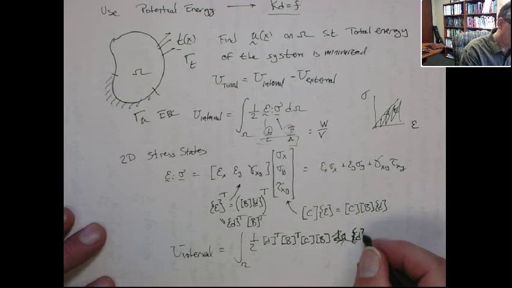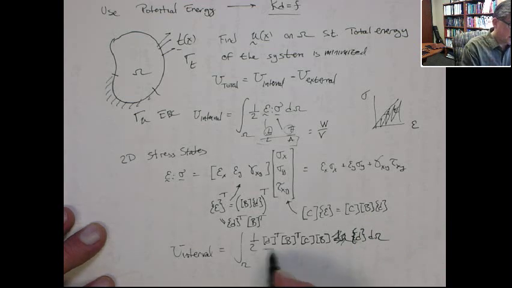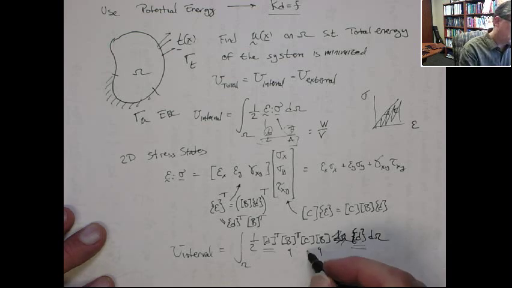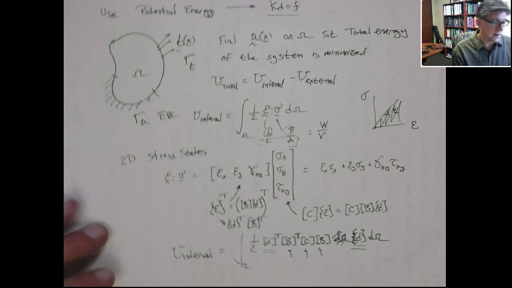Times d omega, all right? Now, if you look at this, these D's are nodal values. They're constant. They don't vary with respect to position. They can come out of the integral. This B matrix is a function of position, and in general, C could be a function of position, but often it's not, okay? But we'll assume it is, so that stays in there.